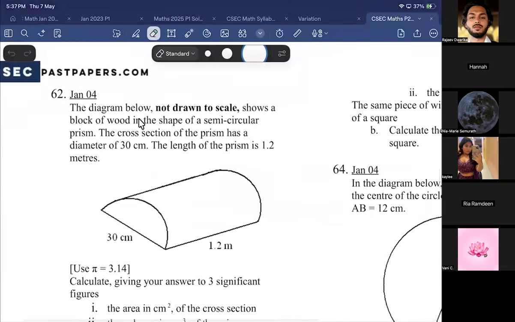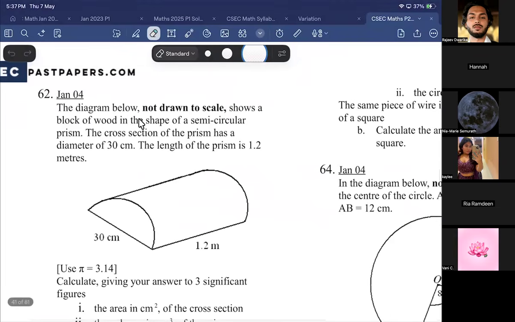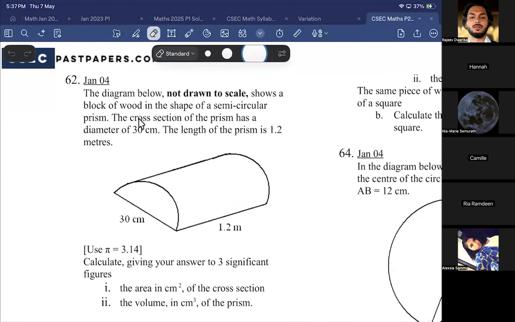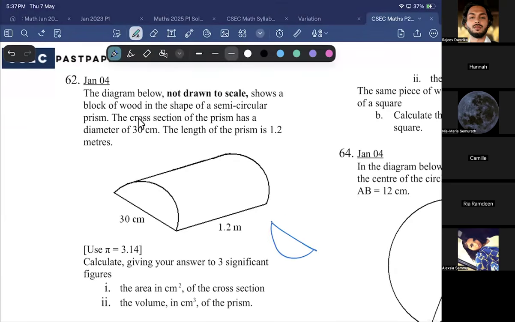People that were there in the last Form 5 class, if you had stayed to the end, we had looked at a semi-circular prism. Camille, is it something like this that came? Something similar. It was flipped upside down though. Yeah, upside down. And the radius was 0.7 and the length was 10 meters.